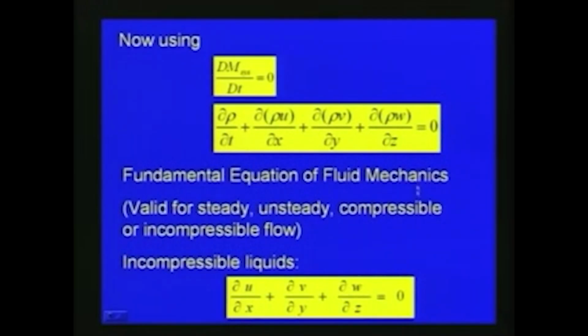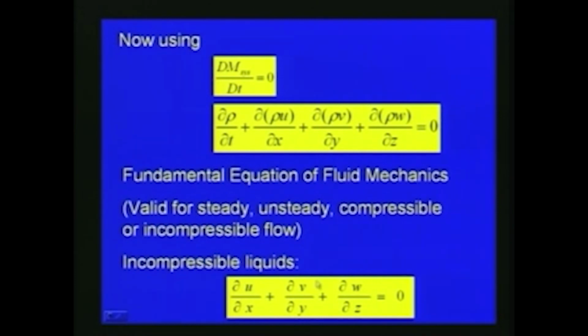So if the fluid is incompressible, then we can see that there is no change with respect to rho, the density. So this rho can be taken out, there is no need to consider it, so that there is no change with respect to time or with respect to space. So for incompressible liquid, we can write del u by del x plus del v by del y plus del w by del z is equal to 0.